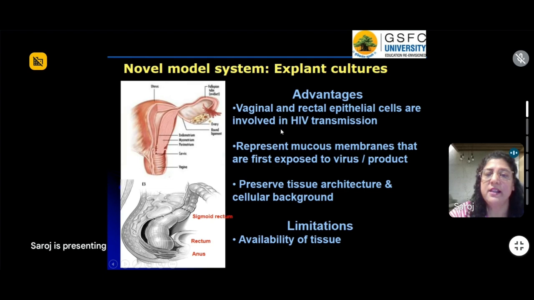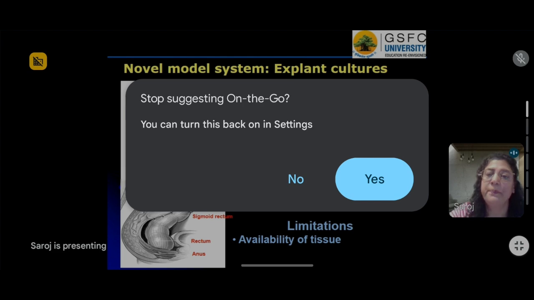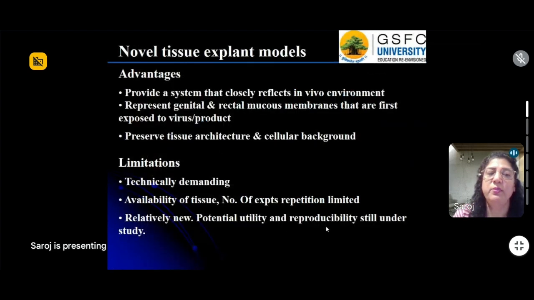Vaginal and rectal epithelial cells are involved in HIV transmission. They are the first mucous membrane which are exposed to the virus and the viral products. And if we use this system, we are preserving the tissue architecture and the entire cellular background. So it becomes really a good system for checking the microbicide. However, what is the limitation of the system? The availability of the tissue. You have to wait for people to undergo hysterectomy, and only if you have that are you going to be able to use the system.